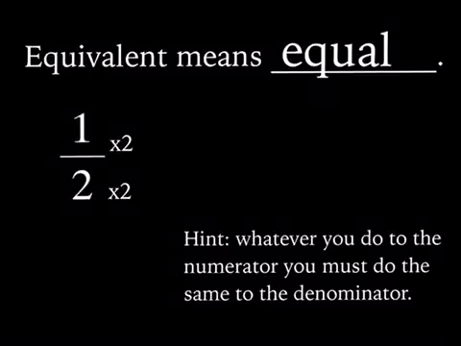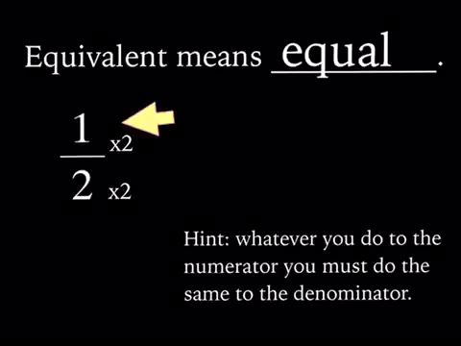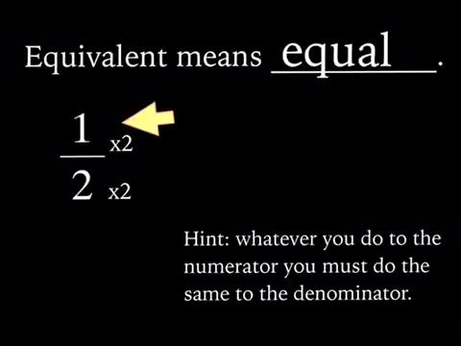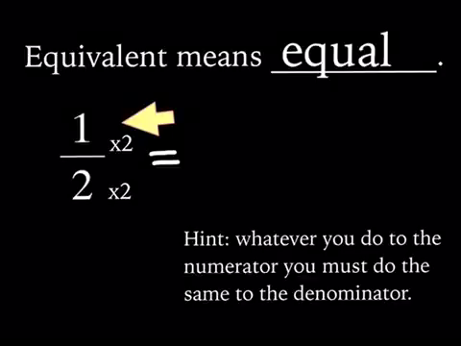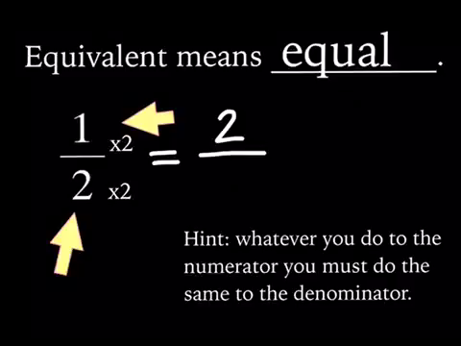If we want to create another fraction that is equal to 1/2, we need to multiply the numerator by a number, and today we will be multiplying by 2. So 1 times 2 equals 2. And since we multiplied the numerator by 2, we must do the same to the denominator. So 2 times 2 equals 4.